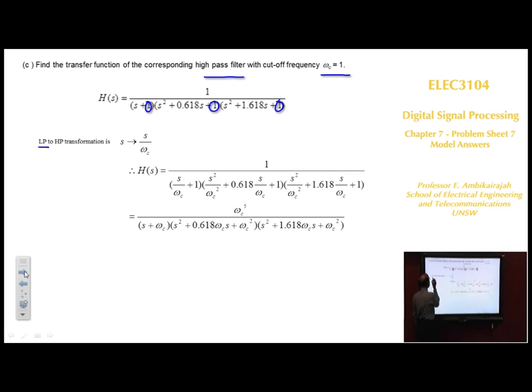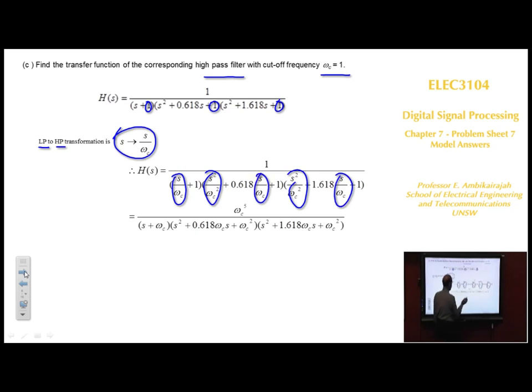So you do a low pass to high pass transformation, you substitute S by omega C over S, same thing as we did here, and substitute everywhere here and here, and then you simplify. That's the filter that you'll get. This is the low pass to high pass transformation. We did this here. You can see that this is only denormalization.